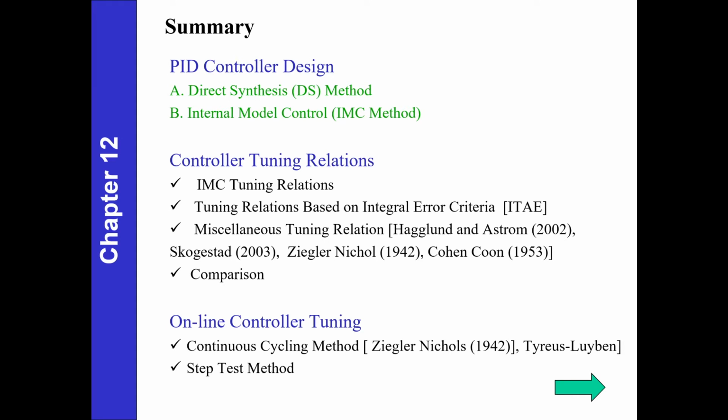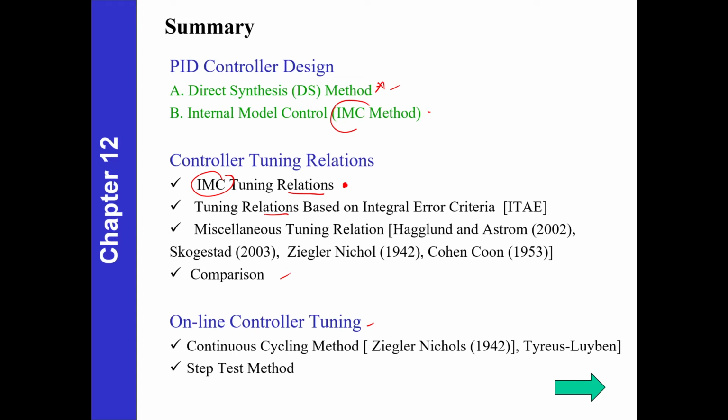Okay, so this is the summary. The main component of chapter 12. The first one is the PID controller design. There are two methods, but we will just cover this first method. The second method we will not go into detail, because we will see the detail here. It's the same, IMC, and also here is IMC. So we will see the detail here. And then another tuning relation, there are a lot of tuning relations that we just use. And then our online tuning.